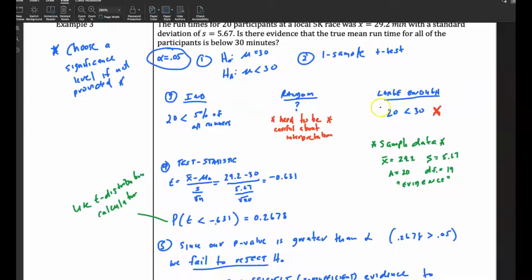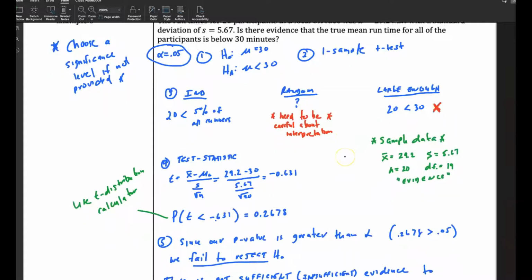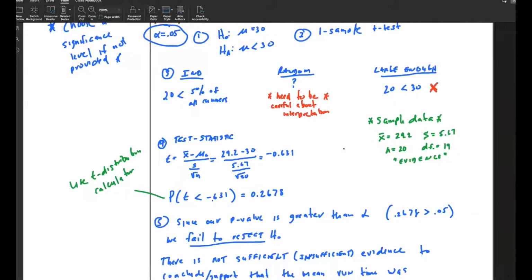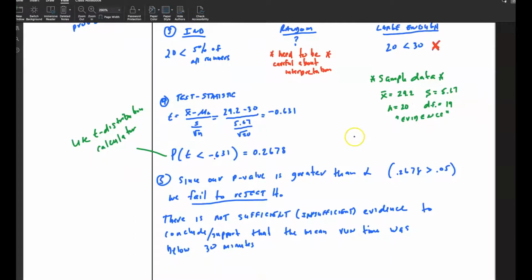And the same thing, is our data large enough? 20 is less than 30, so it's not necessarily large enough, but we'll still do the calculations. You want to be aware that we could have some potential issues with our interpretation, but we can still do the hypothesis test.